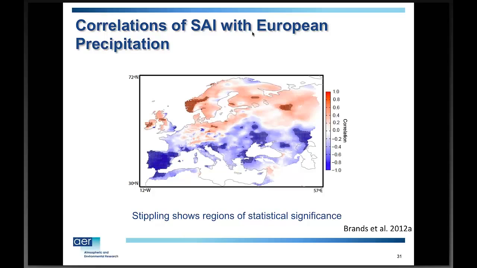There's a good relation between precipitation and the NAO or AO, and here we show the correlations between precipitation in Europe and this SAI index, and with stippling, it's statistically significant. So temperature is difficult, precipitation is impossible, but this is showing some promise, and that has potential to predict precipitation across the European continent.